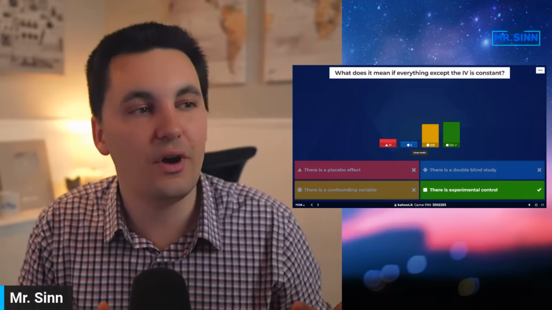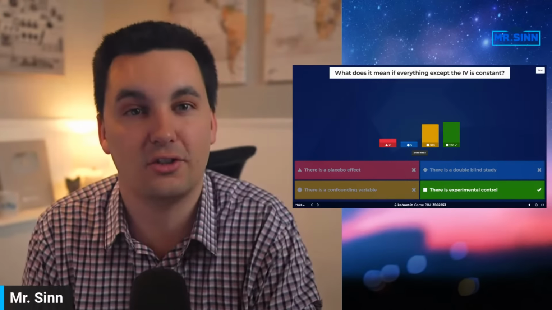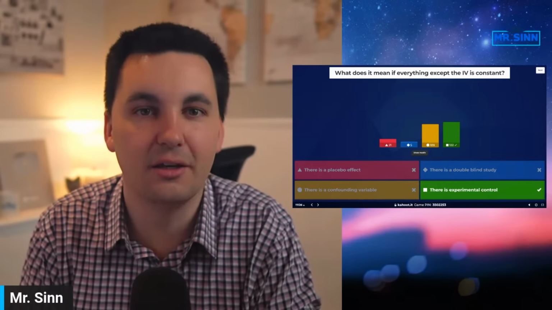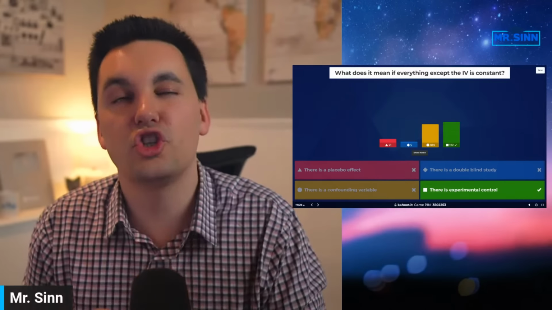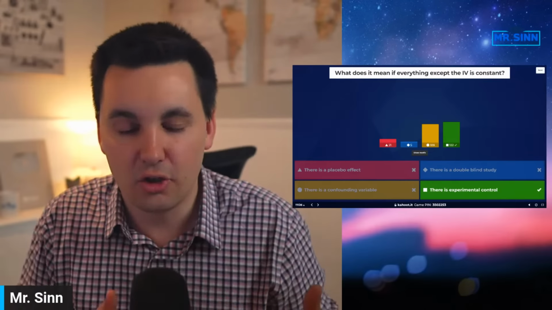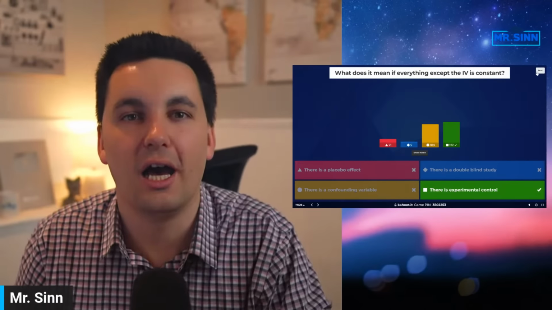So if there's confounding variables, that's things we haven't been able to control, we haven't been able to factor in. A confounding variable, again, is a variable that was not anticipated. They're changing without us really realizing it, and it could be impacting that DV. So that's definitely something that you want to have a good understanding of.